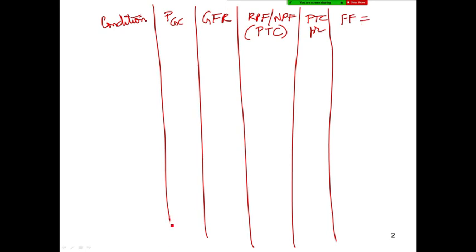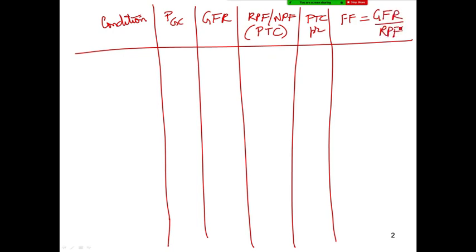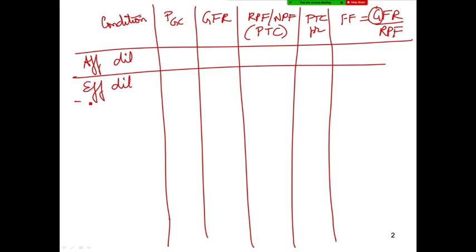What is the equation for filtration fraction? GFR over renal plasma flow. So G comes before R, so G should be on the top. We'll talk about efferent dilation and efferent constriction.